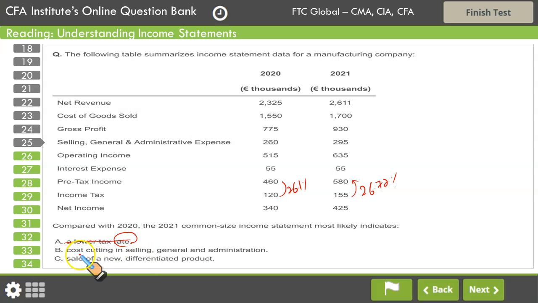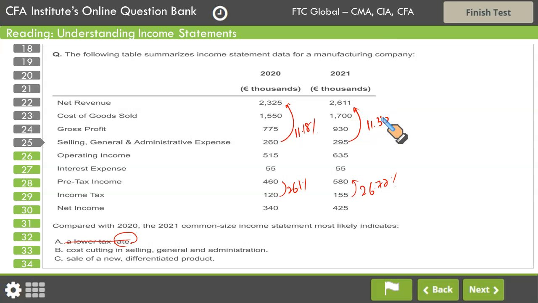What about B? Cost cutting in selling and general administrative expenses. Had there been cutting, we would see a reduction in the percentage. So 260 is what percentage of the sales last year? It's about 11.18%. And what is your selling and general administrative expenses as a percentage of sales now? 295 divided by 2611 times 100 is 11.298, approximately 11.30.